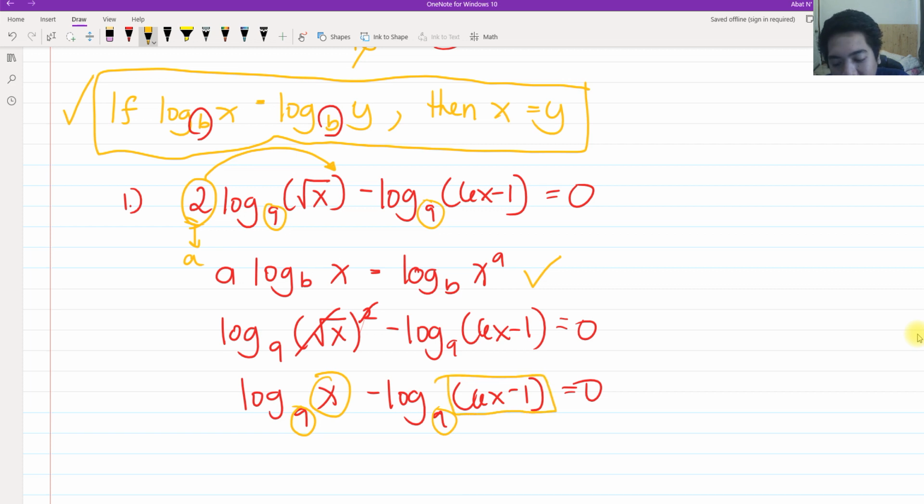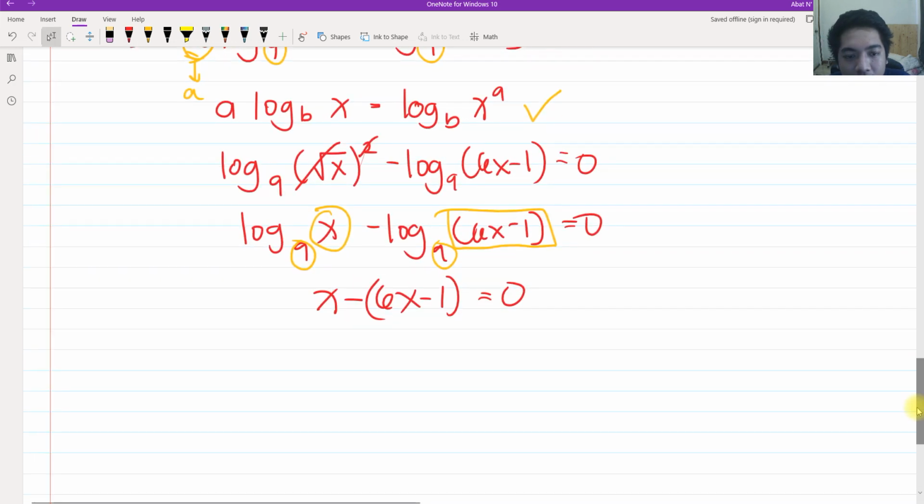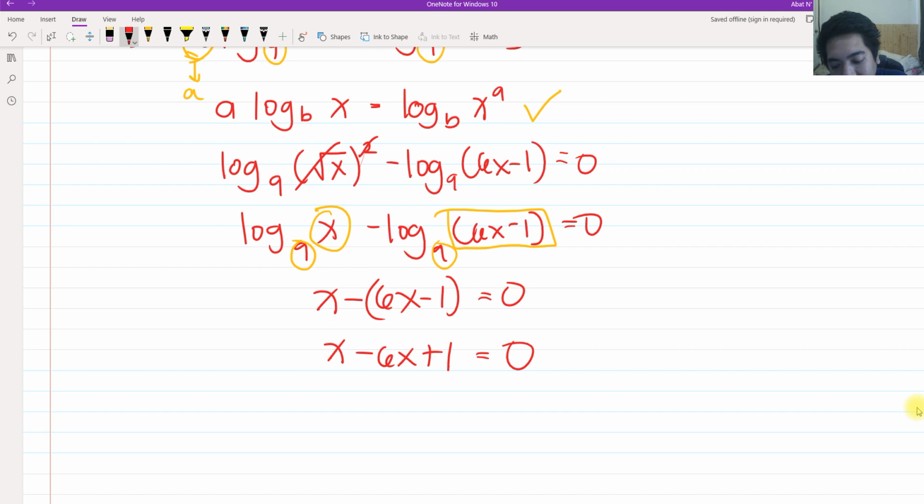So upon equating these two, what happens is we have x minus 6x minus 1 equals 0. Taking note that this 6x minus 1 still has the minus here, we have to distribute the negative sign. So we have x minus 6x plus 1 equals 0. Okay? So that we have negative 5x plus 1 equals 0. So negative 5x equals negative 1.